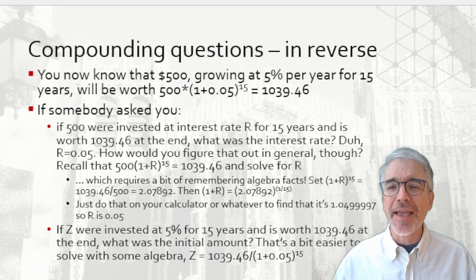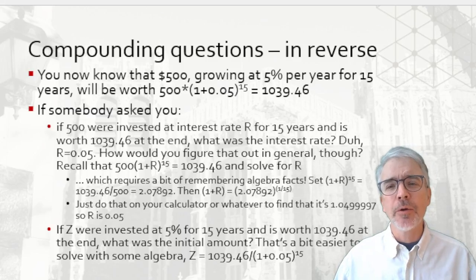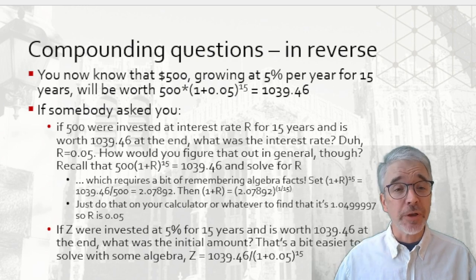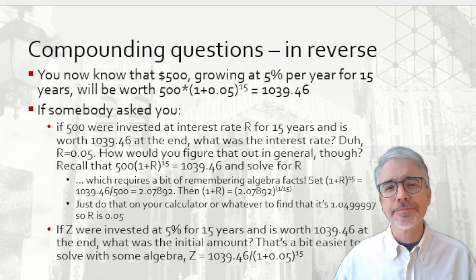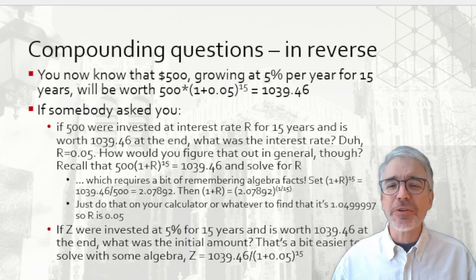Now, if somebody asked you, okay, 500 were invested at an interest rate of r for 15 years and it's worth 1039.46 at the end, what was the interest rate? Solve for r. You can figure that out. I mean, we just did it. The answer is obviously 5%. But if we hadn't just done the calculation, if we faced some general problem, how would I find the answer?